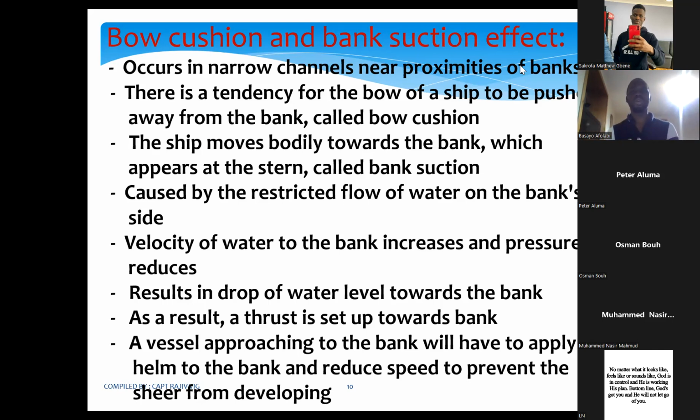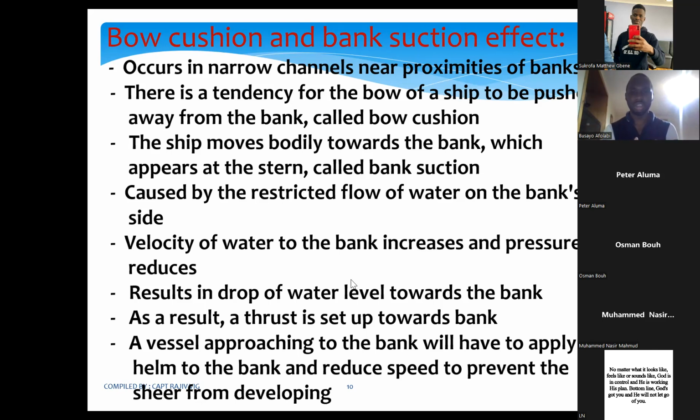And honestly, it really causes accidents. It causes accidents in narrow channels, at the ports, and all this is in shallow waters, by the way. And this is caused by a restricted flow of water. Like I keep saying from the beginning, if the water is not easily replaced, it causes so much pressure, and this pressure starts causing other effects that might even cause accidents if you are not aware of it.